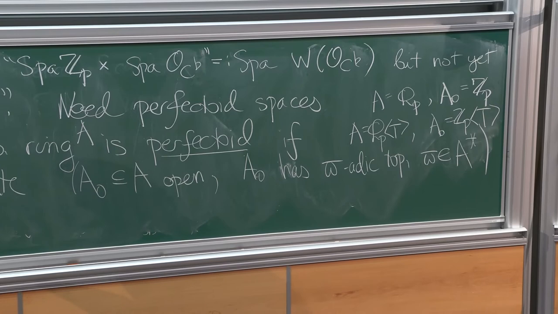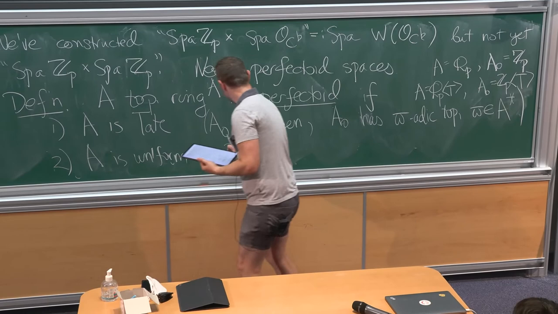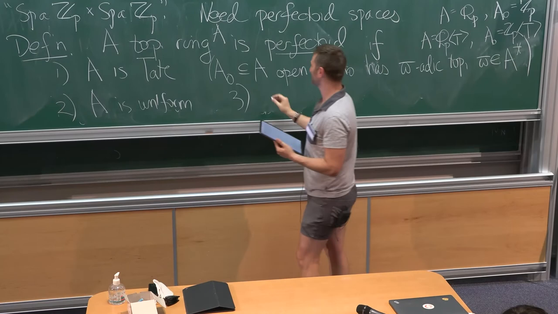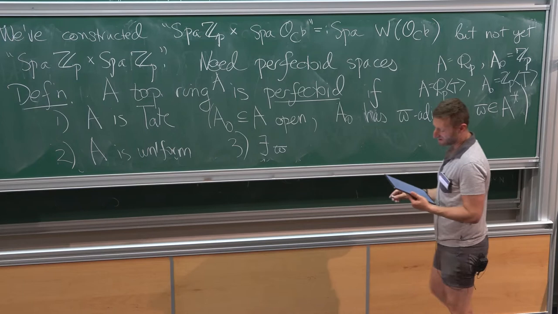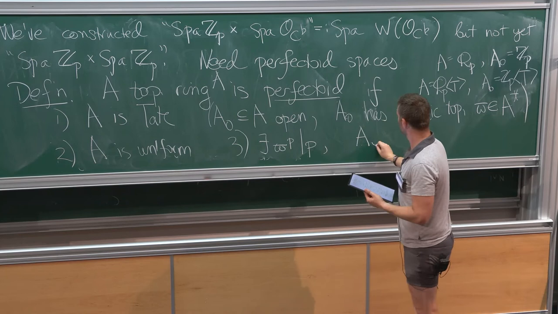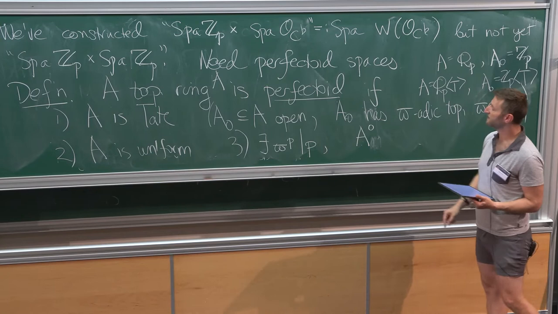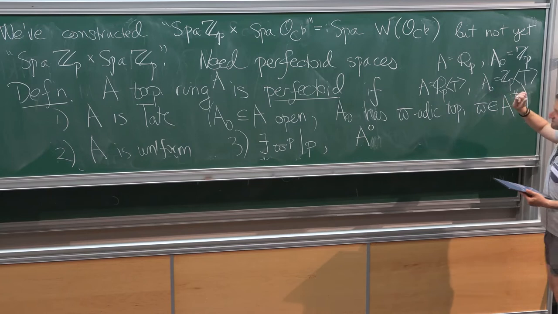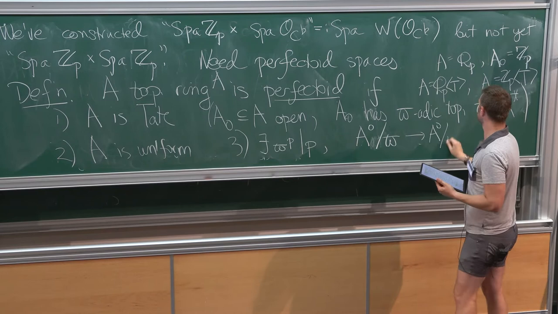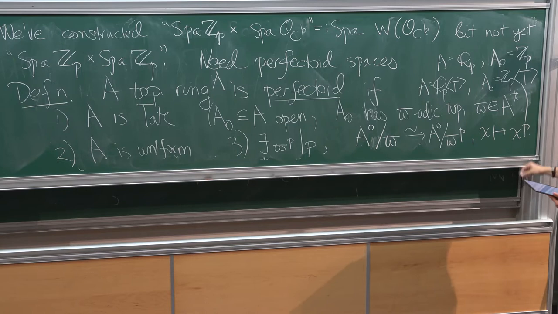I won't spend any time telling you what uniform is. And then three is the important bit. So you can take for this element pi some element whose pth power divides p. And this has to have the property that, okay, so A upper 0, this means the bounded elements in A. Very often it's the same as this ring of definition. And the pth power map is going to be an isomorphism on this.